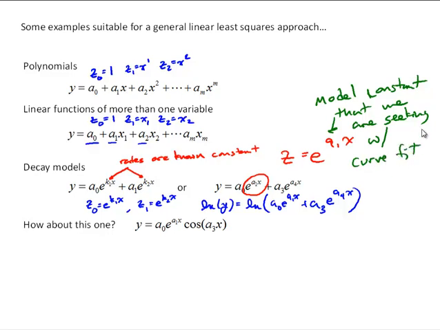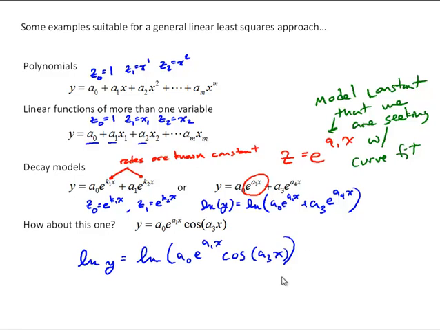So how about this one? Here's another example. y equals a0 e to the a1x times the cosine of a3x. So we can try simplifying this a little bit, or try the natural log approach again to transform it. So we get natural log of y is equal to the natural log of a0 e to the a1x cosine a3x.